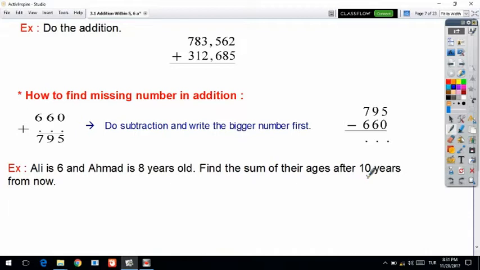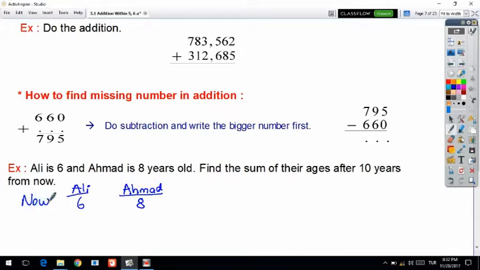So first of all, Ali is how many years old? I am writing here Ali first. I am writing here Ahmed first. If you write the given things, getting the answer will be easier. So Ali is how many years old now? Ali is 6 years old. So Ahmed is how many years old? Ahmed is 8 years old. Is there any problem? No.